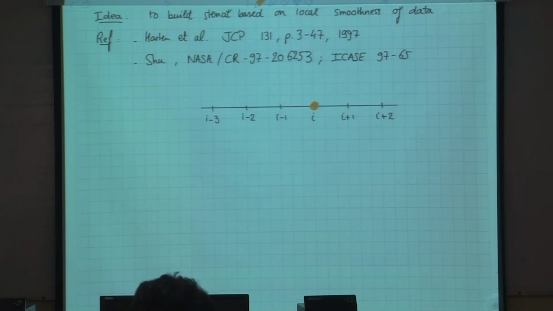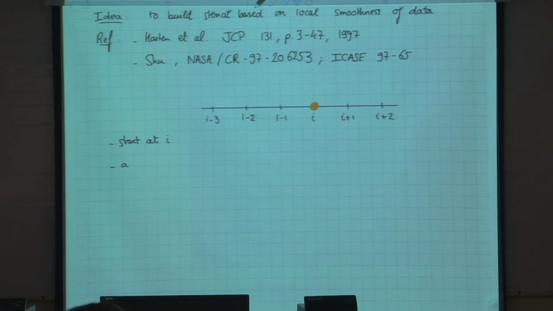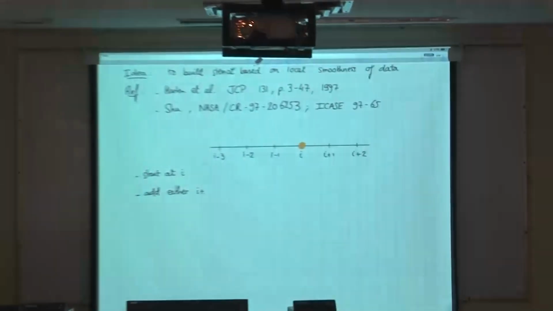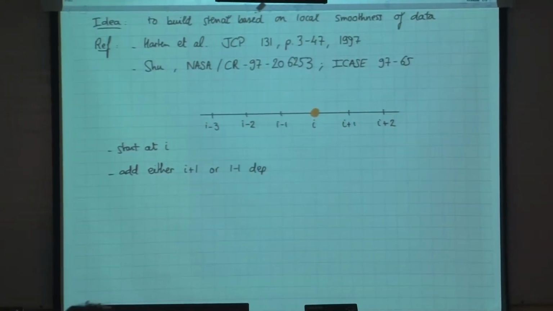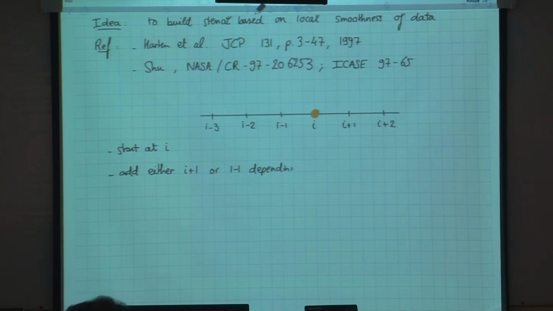So we're going to start at I, and the process is going to be the following. We're going to add points either to the left or to the right based on the amount of variation between our own cell and the cell to the left or to the right. So that's a simple process. We add either to our stencil point I plus 1 or point I minus 1, depending on which one has smoother data.